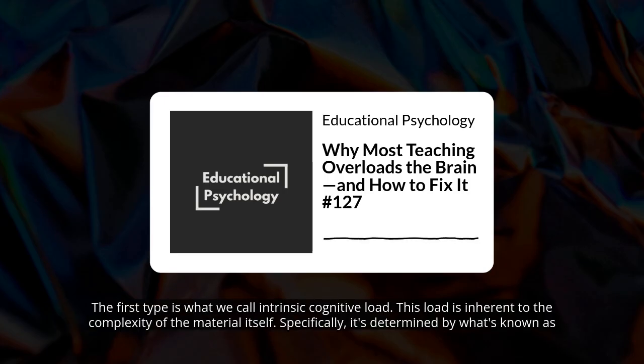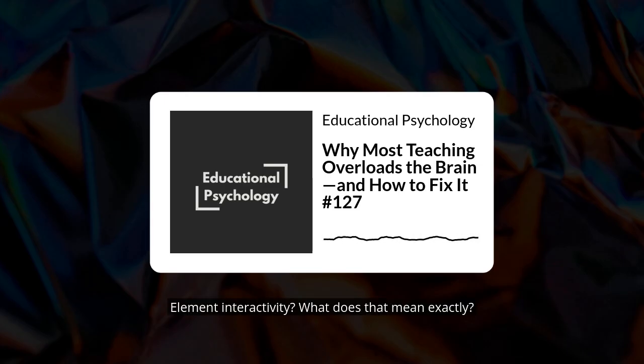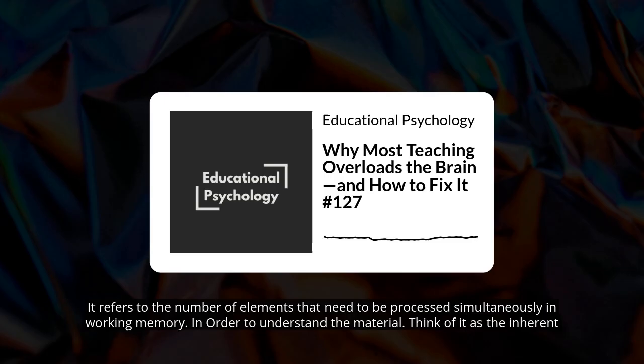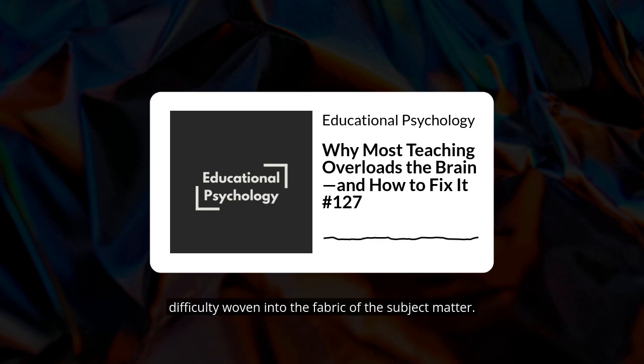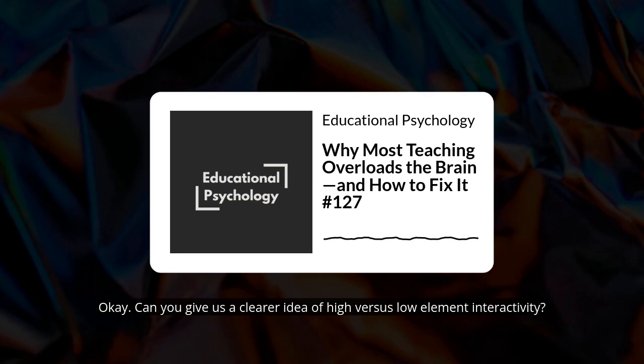What's the first type? The first type is what we call intrinsic cognitive load. This load is inherent to the complexity of the material itself. Specifically, it's determined by what's known as element interactivity. Element interactivity. What does that mean exactly? It refers to the number of elements that need to be processed simultaneously in working memory in order to understand the material. Think of it as the inherent difficulty woven into the fabric of the subject matter. Okay. Can you give us a clearer idea of high versus low element interactivity?